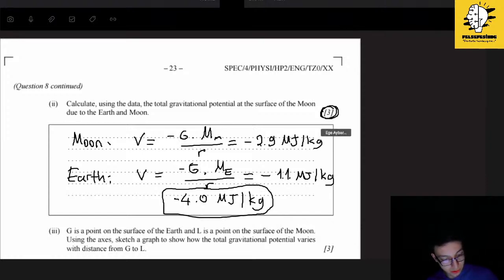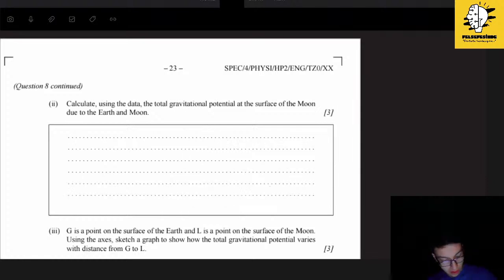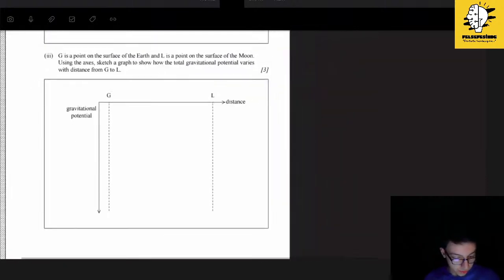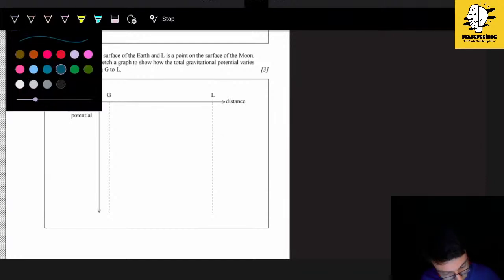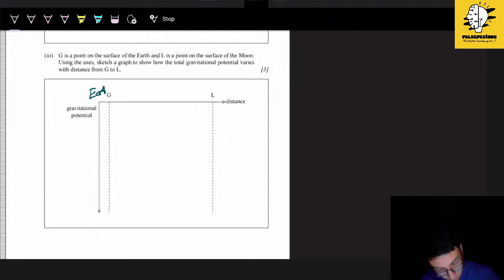Now another good question in the next question, okay? It says G is a point on the surface of the Earth and L is a point on the surface of the Moon. Using the axes, sketch a graph to show how the total gravitational potential varies with the distance from G to L. So, this is Earth, this is a point from Earth, this is a point from Moon. Logically, Earth has a much greater mass than Moon. So we imagine something like this. This is Moon and this is Earth.